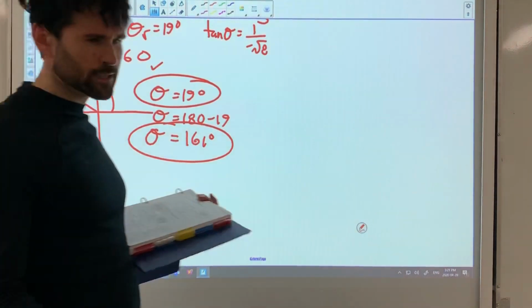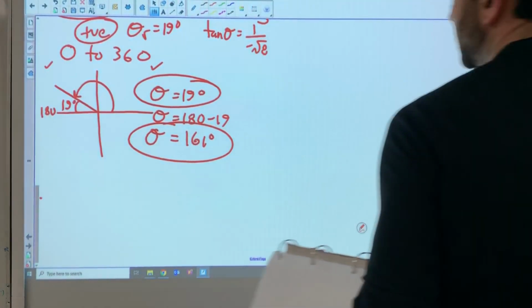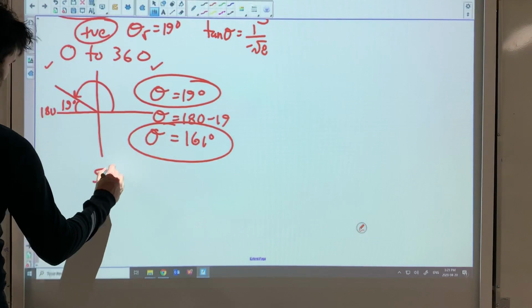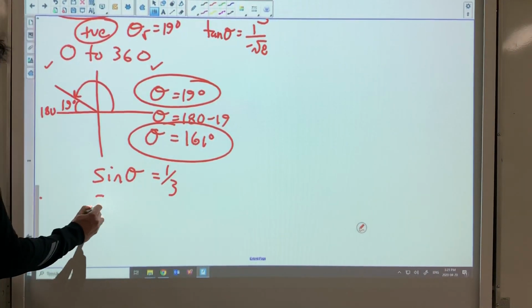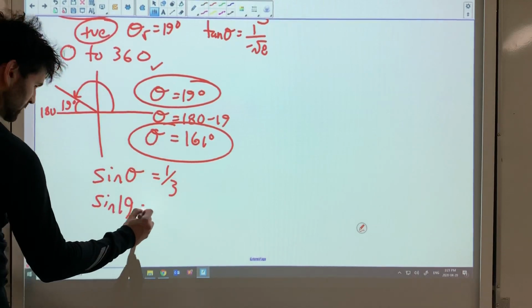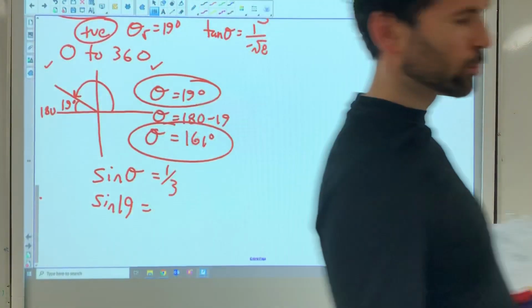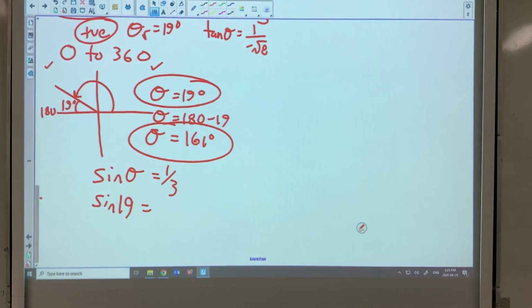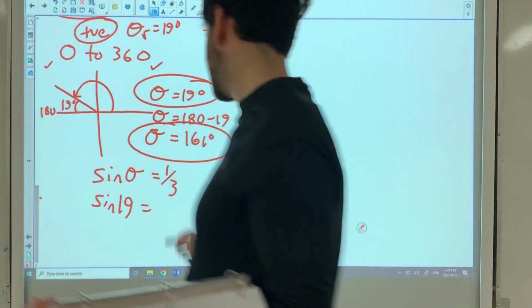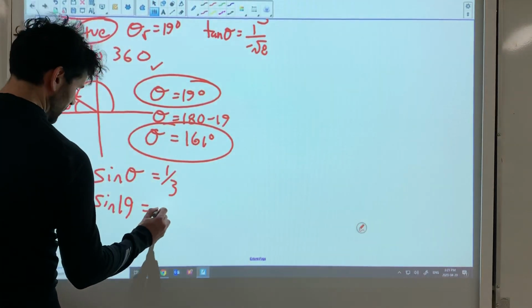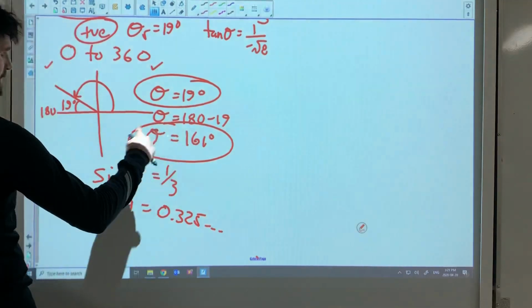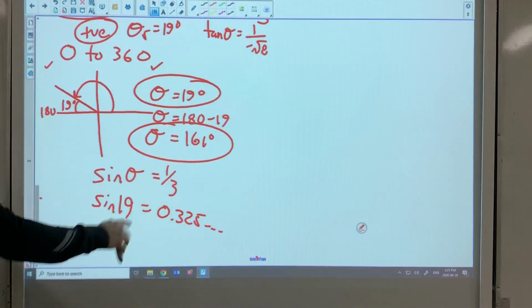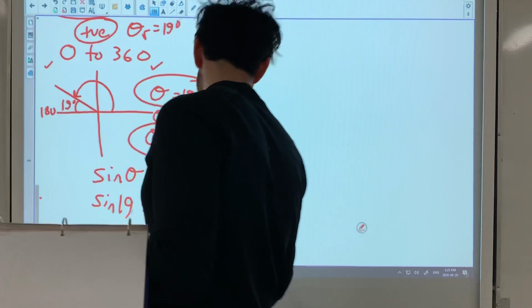And remember, what does this mean for us? It means that if you type in sine theta, you will get 1/3. So if you type in sine of 19 degrees, you should get 1/3. Now remember, we rounded, so we're not going to get exactly 1/3, but if you type in sine 19, I get 0.325, okay, instead of 0.333, okay? So that means if I type in sine 161, I would also get 1/3. So that's a crash course in that.